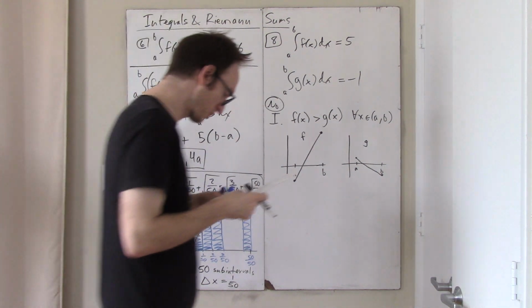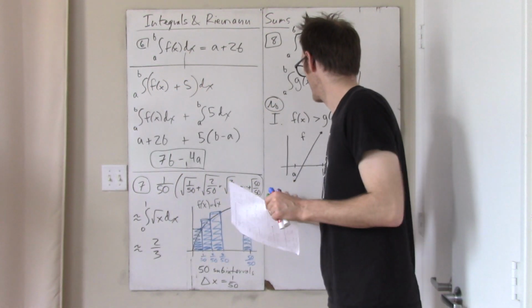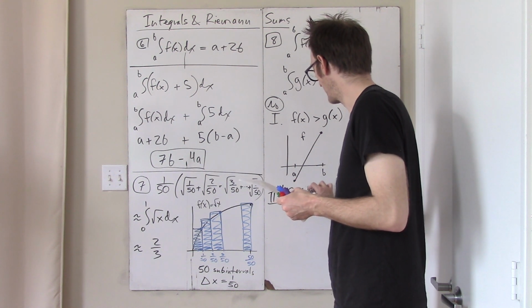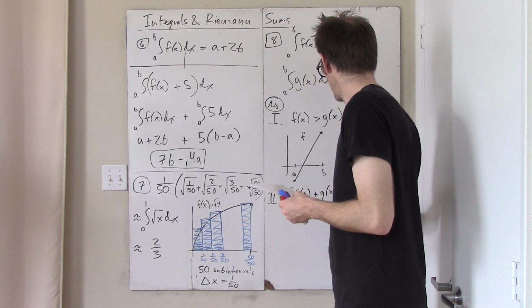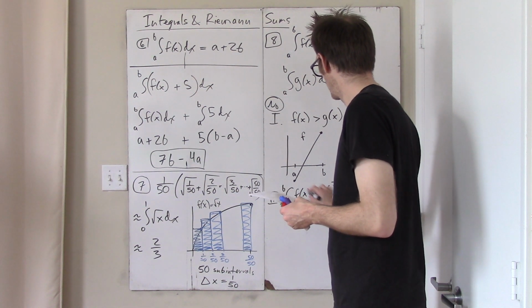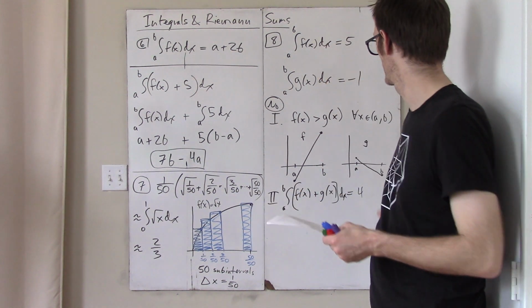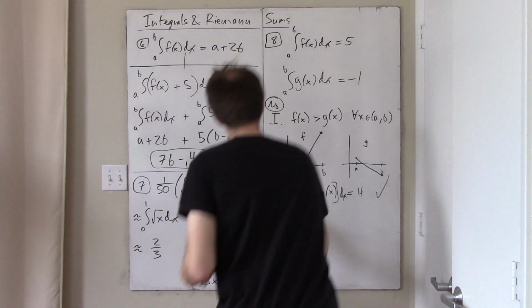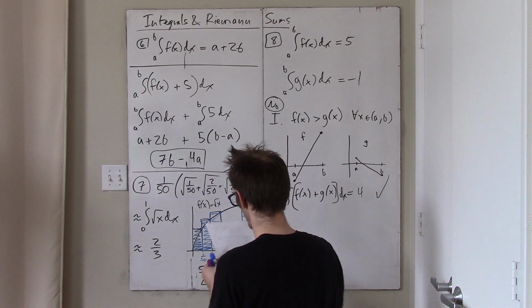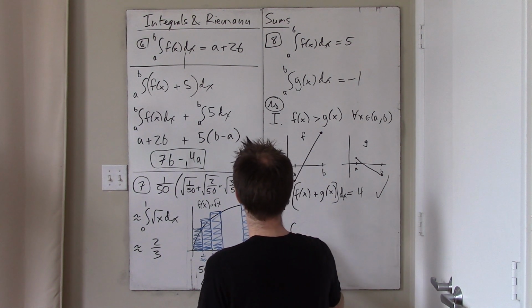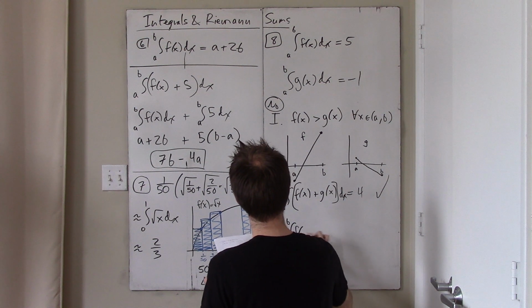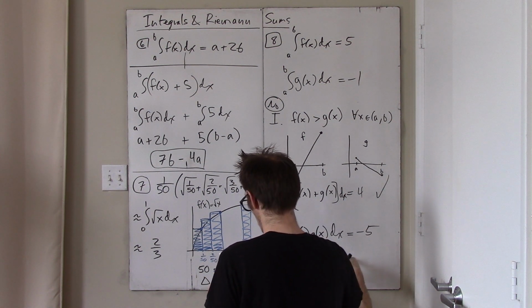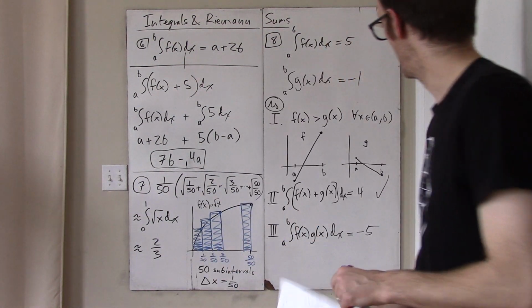What's Roman numeral 2? Roman numeral 2 says that the integral from a to b of f plus g is 4. Yeah, that's just true, because you can split this up into 2 integrals. So that one is true. And finally, Roman numeral 3 says that the integral from a to b of f times g is -5. Yeah, that's just not true at all.